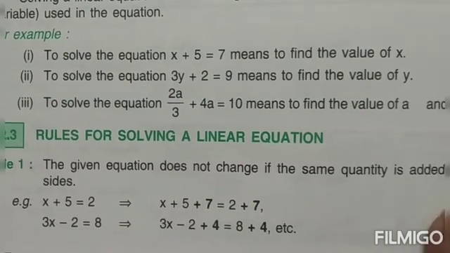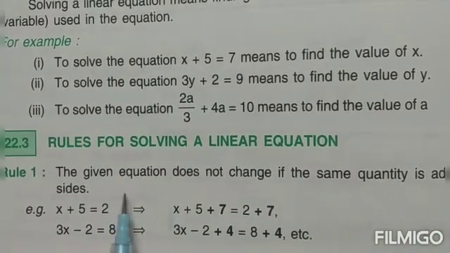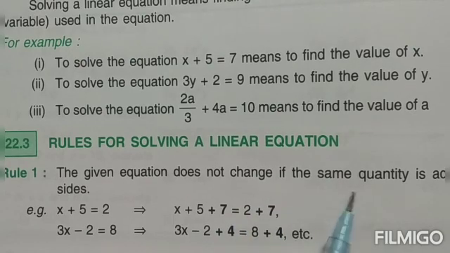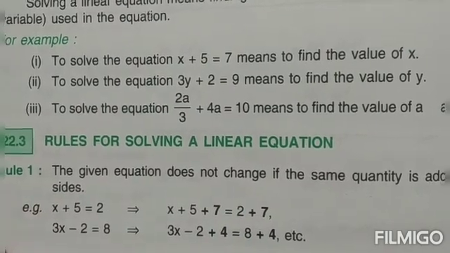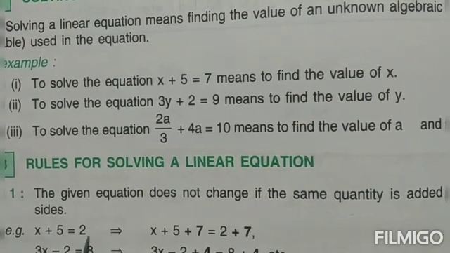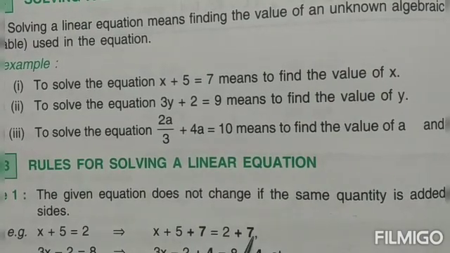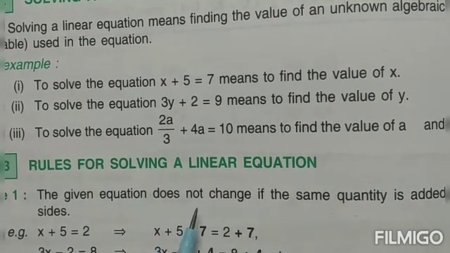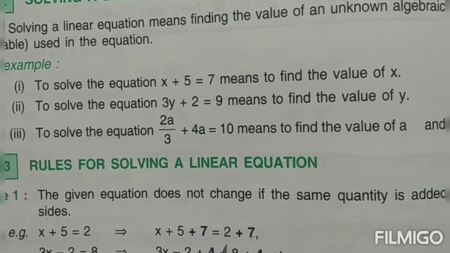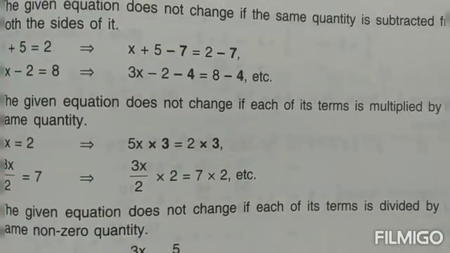Now see the first rule which is written over here, children. The given equation will not change if the same quantity is added on both the sides. That means of the equals sign, if you add the same quantity on both the sides, the equation will not change. See, a plus 7 this side and a plus 7 this side.